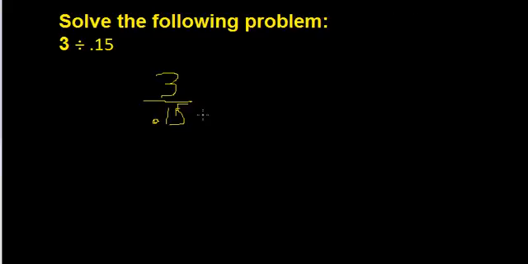And since it's hundredths, we would have to multiply this by 100. And since we're multiplying this by 100, we have to multiply the numerator by 100. Okay, so our new fraction is 300 over 15. Now we can start thinking about this in terms of what things have in common and simplifying the fraction.